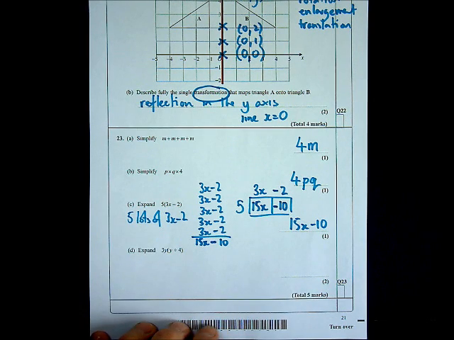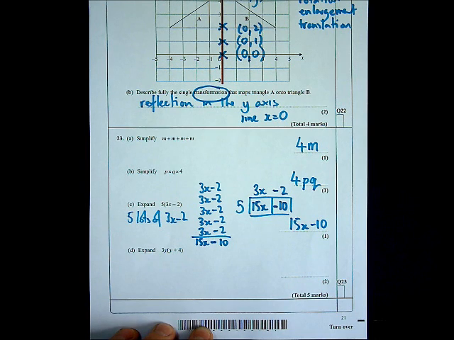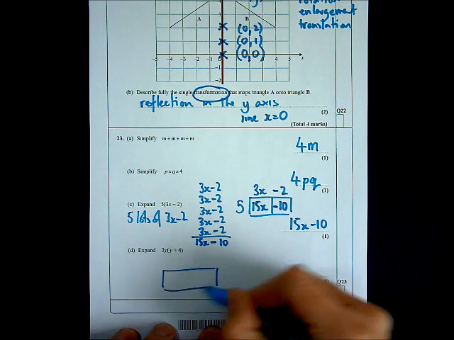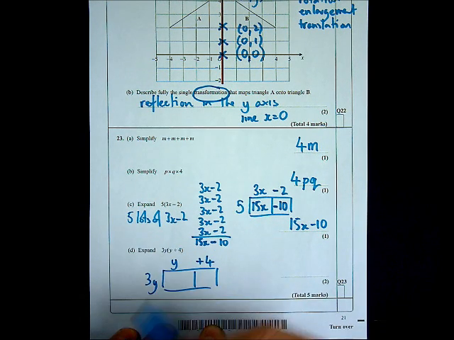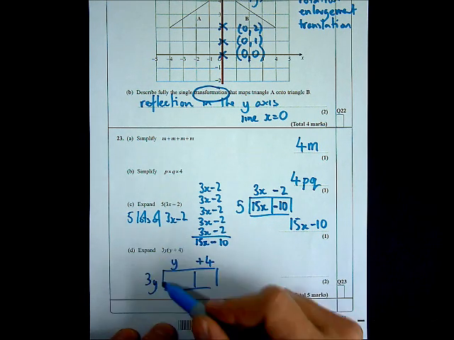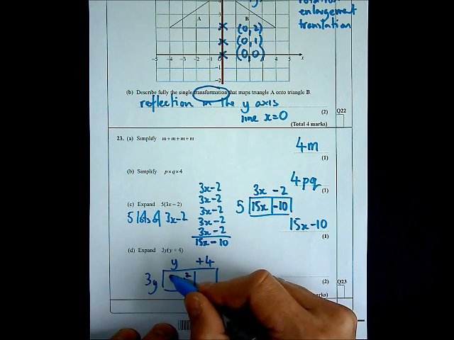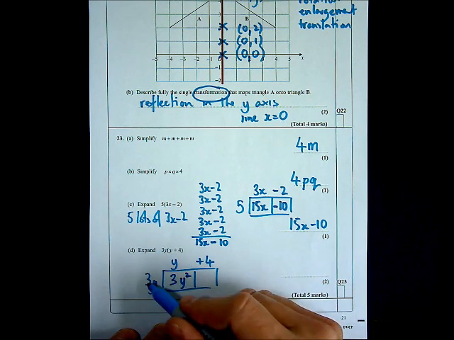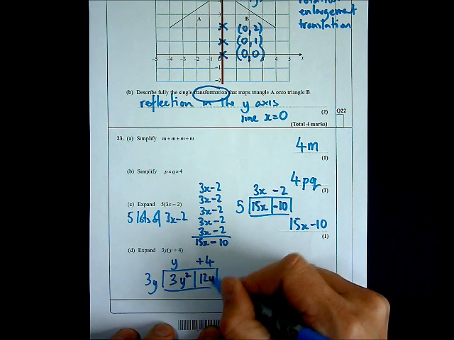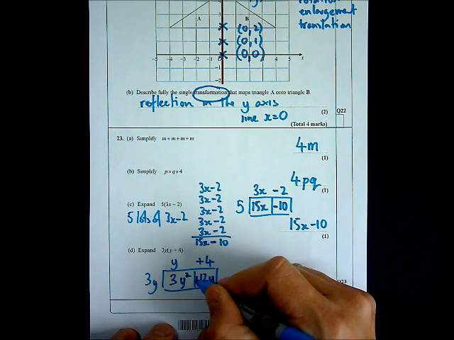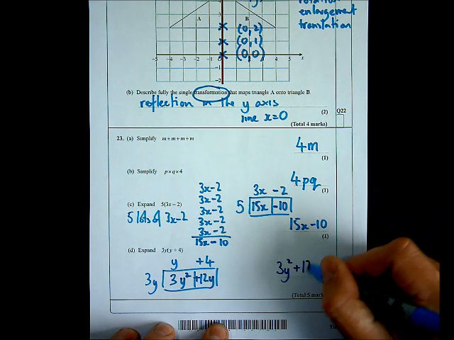Question 23d, I'm given a similar type of question, but this time I've got a 3y term in front of the bracket. So I'm going to use the second method for this, writing 3y at the front and y add 4 along the top. Now y times y would be y squared, so 3y times y would be 3y squared. 3 times 4 would be 12, so 3y times 4 would be 12y. And I've got an add here, so I've still got an add there. So my final answer would be 3y squared plus 12y.